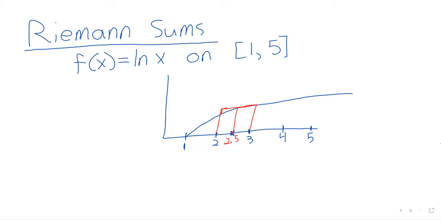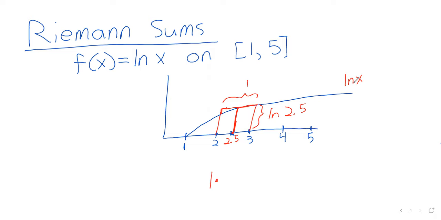to create a rectangle. And I was talking about using the area of this rectangle to approximate the area under the curve. And the base of this rectangle is 1. What about its height? Well, this is the natural log of x. To create this rectangle, I started down here at 2.5, and I went up until I hit the curve. In other words, I went up until I reached the natural log of 2.5.